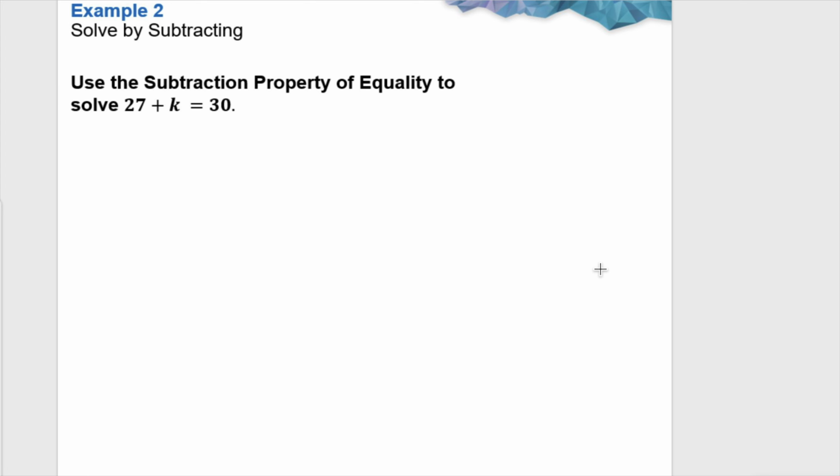So see if you can try that same thing here with example 2, except now we're going to solve by subtracting and using that subtraction property of equality to solve the following equation. Go ahead and pause here, try it on your own, click play when you're ready to check.